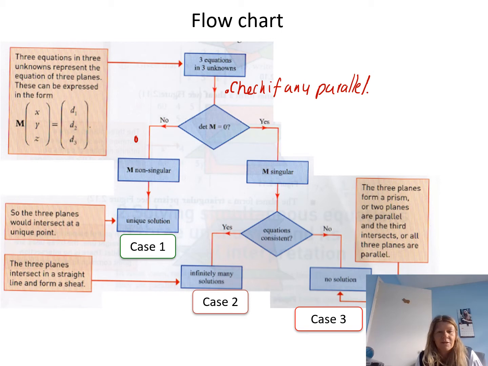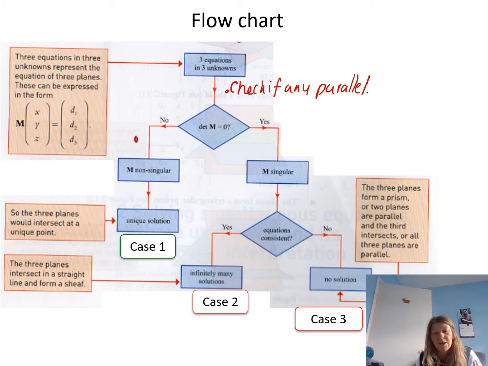Is the determinant 0? Oh, sorry, no, whoa. If the determinant is not 0, that's what I meant to say, if you've got a value, then it's bingo. The determinant will be a solution because the matrix will have an inverse. We call the matrix non-singular. They'll end up with a unique solution. That's case 1, like we saw last lesson. They'll all meet at a unique point.